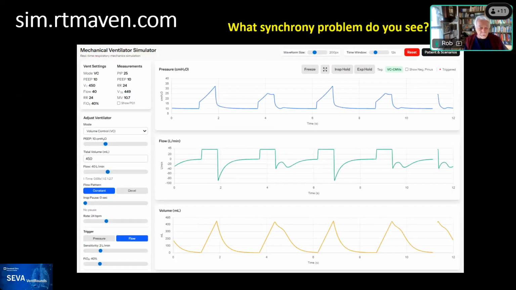Now, just to give you an idea of how you can use this for yourself in learning, or you can use it as an instructor for your students, I have clicked on one of the buttons at the bottom, which are now hidden. These are the preset synchrony problems. So looking at pressure at the top and flow in the middle and volume at the bottom, what synchrony problem do you see?